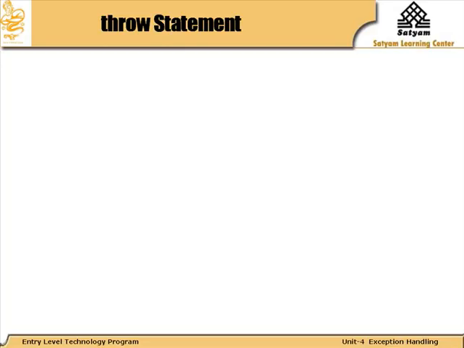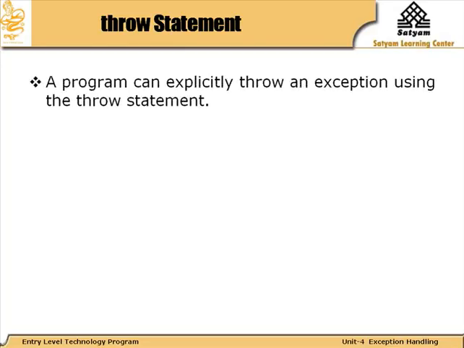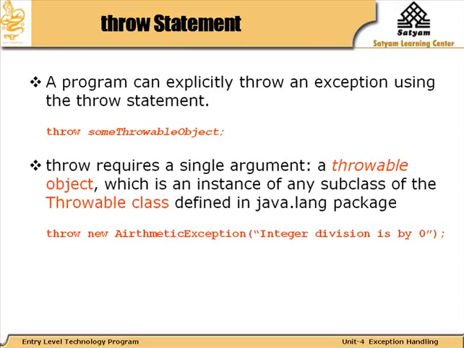Throw statement. Throw is a Java keyword used for throwing an exception object explicitly. As you can see in this example, throw some throwable object. Throw requires a single argument which should be of type throwable, that is, an instance of any subclass of throwable class.